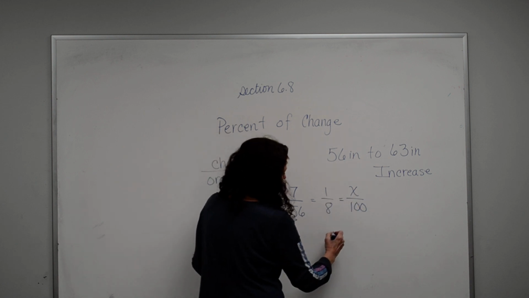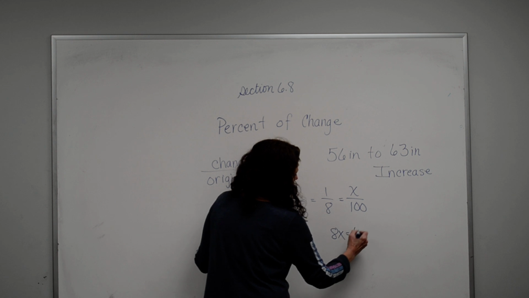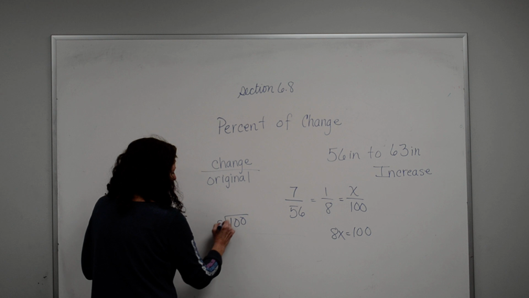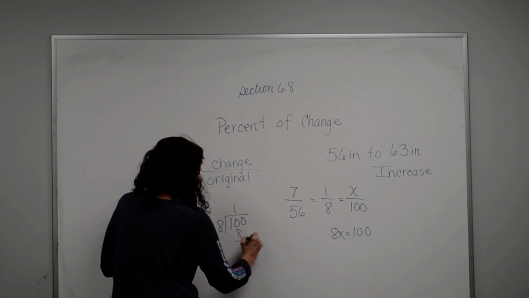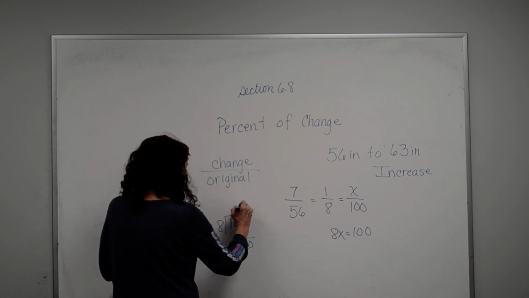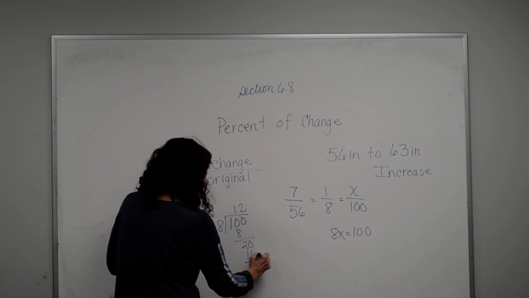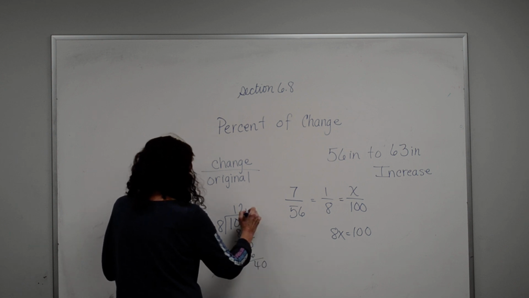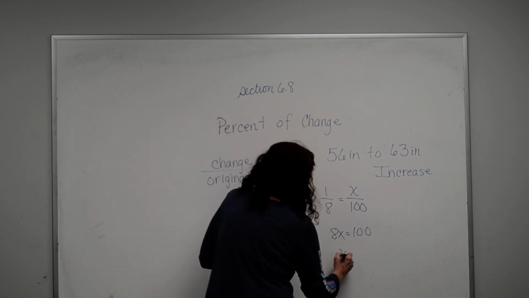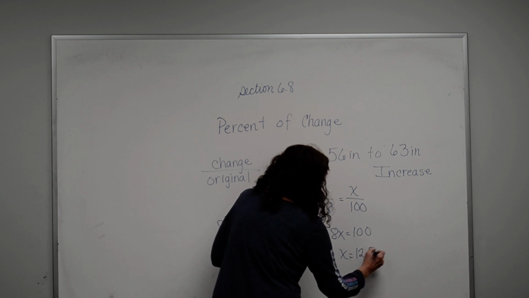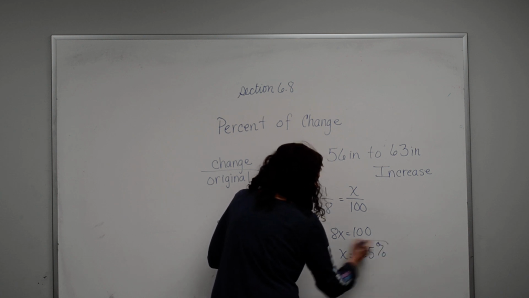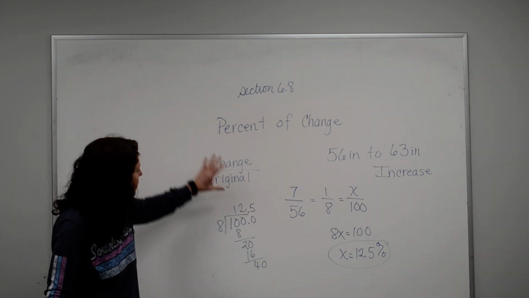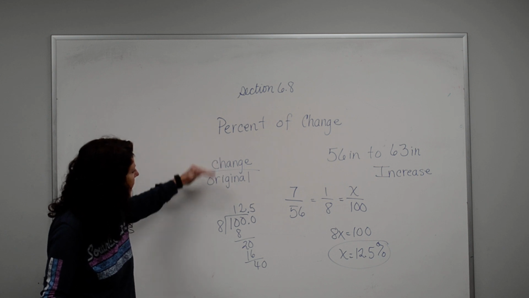So I'm going to cross product. So I have 8x is equal to 100. So I have to divide 100 by 8. Goes in there 1 time. Subtract. Goes in there 2 times. And now I'm going to add a decimal and a 0. And I'm going to find out that x is equal to 12.5. That is my percent of increase. This entire section deals with this setup, change over original.